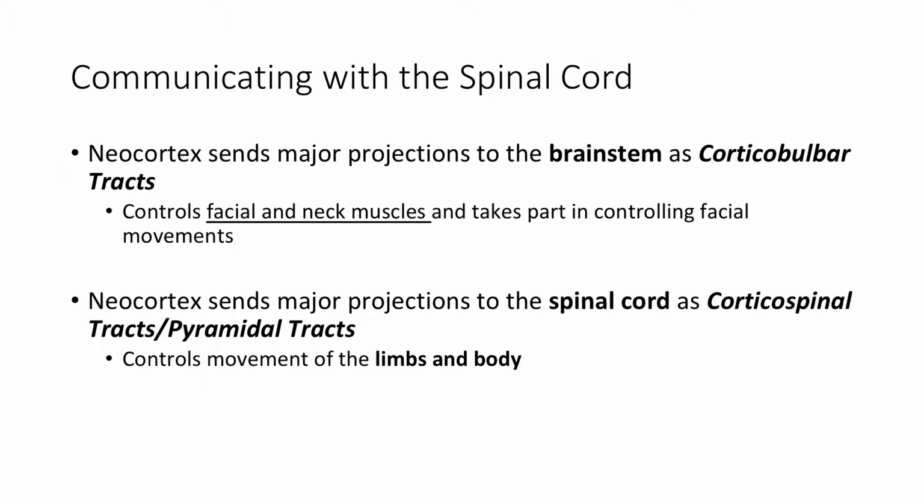So axons that form the corticobulbar and corticospinal tract do not only descend from the primary motor cortex, but also from the somatosensory cortex and premotor areas. And these areas all work together for these full and complex movements.